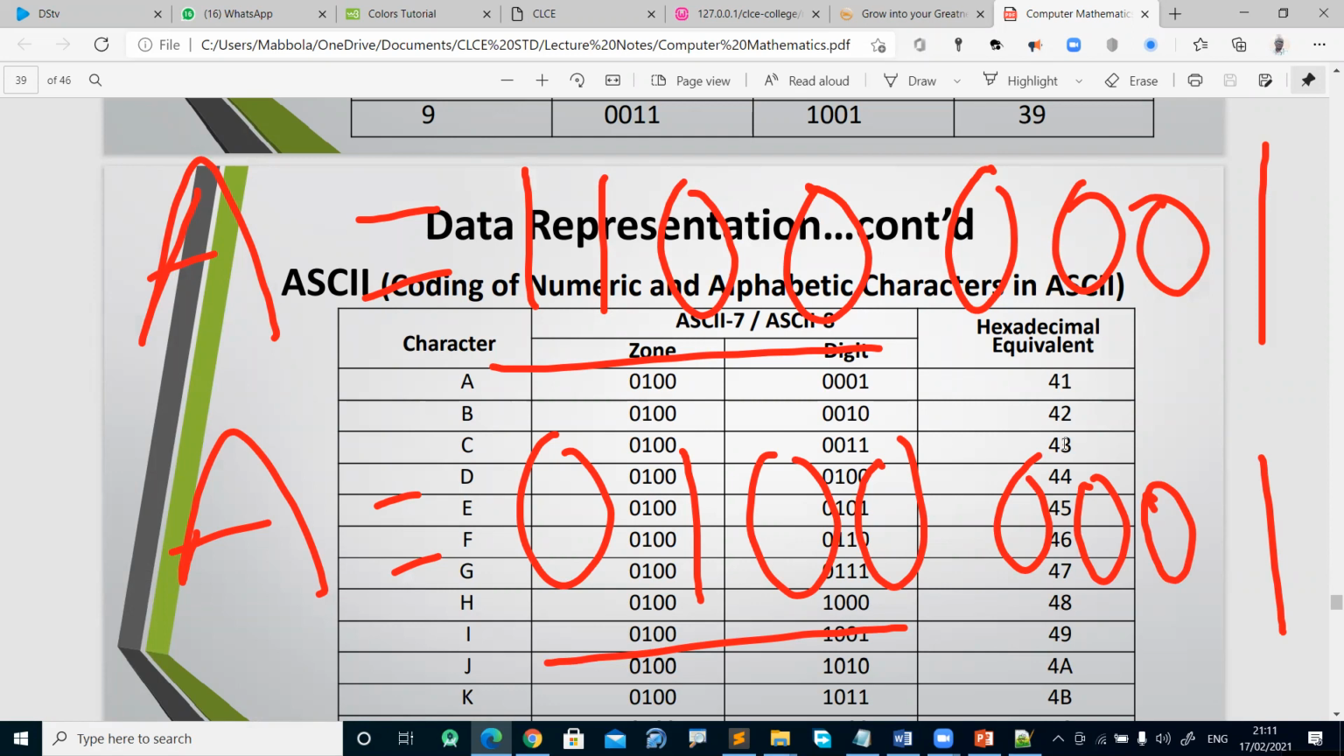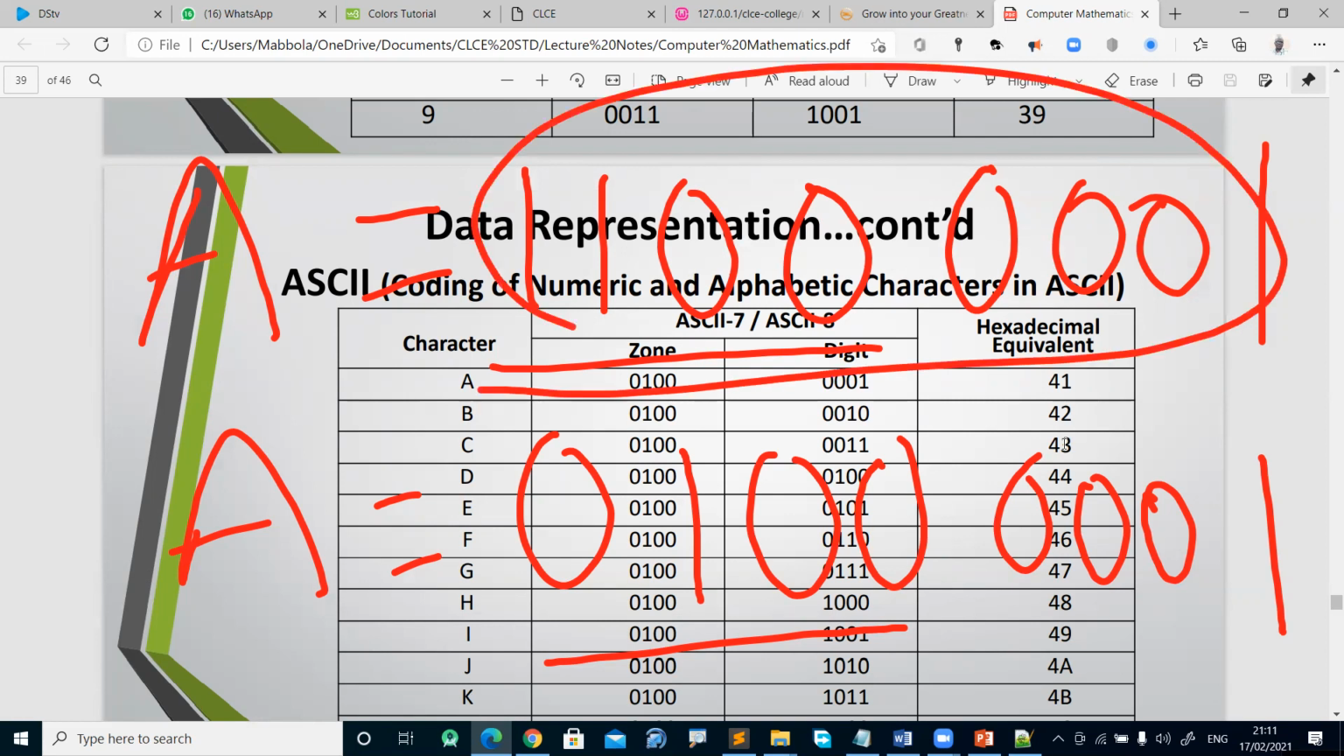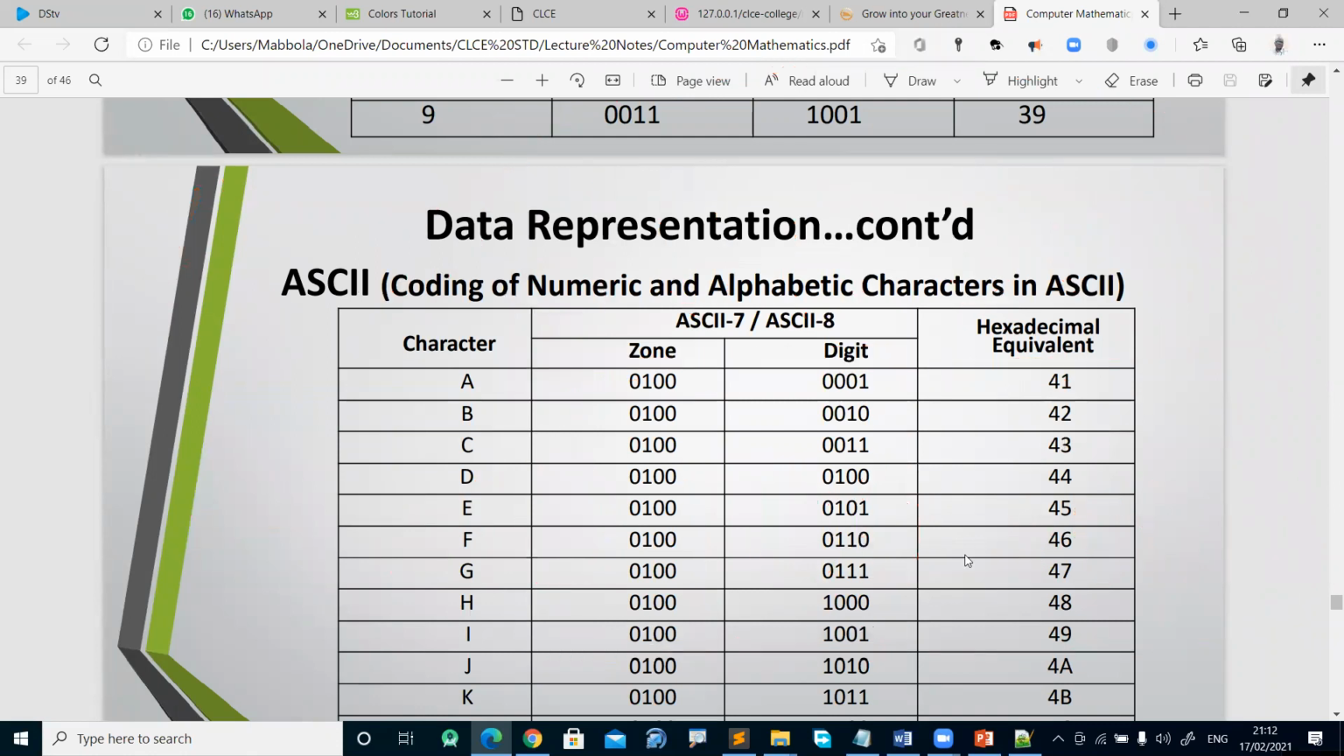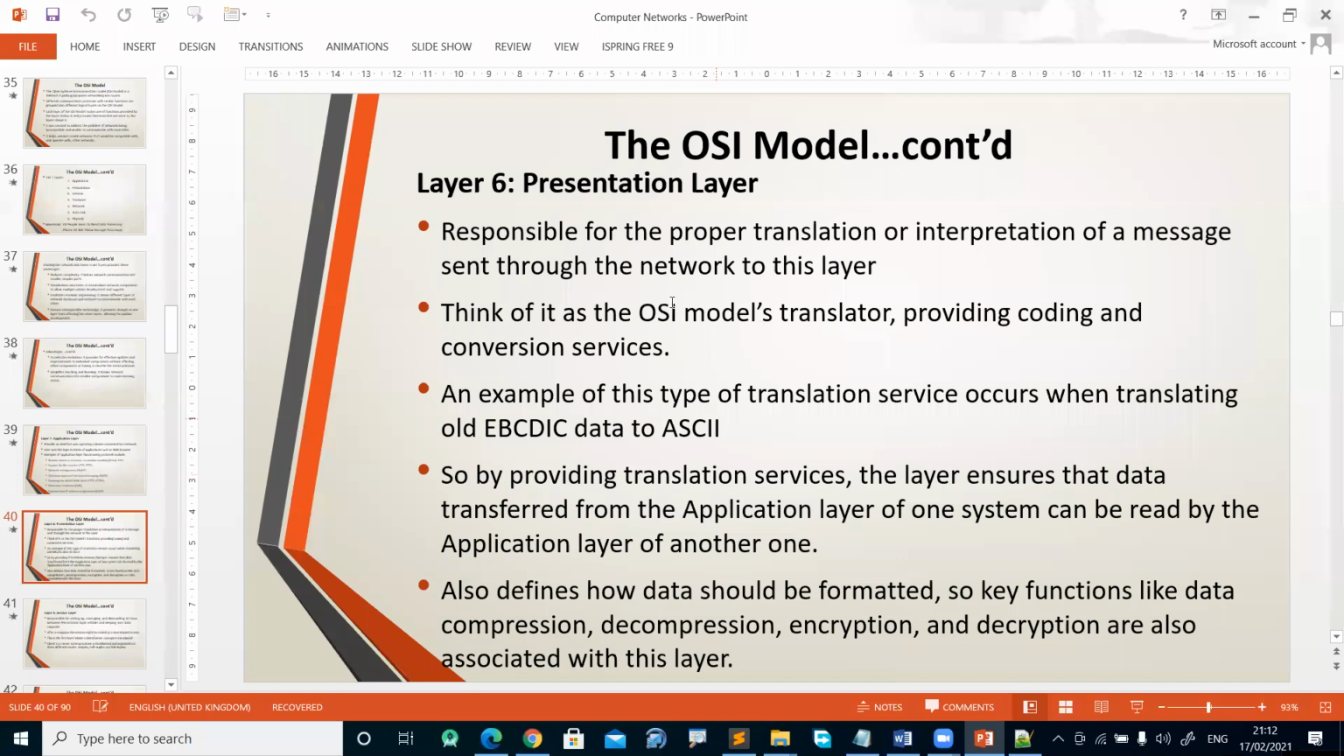So now you are sending letter A from your computer to another person's computer, which is using EBCDIC. Then whose job is it to translate, to help us behind the scenes, to do the job of interpreting these changes of numbers, I mean, the bits? That's where this layer comes in, the presentation layer. Number one, responsible for proper translation. Have you seen the word translation? Responsible for proper translation or interpretation of a message sent through the network to this layer.